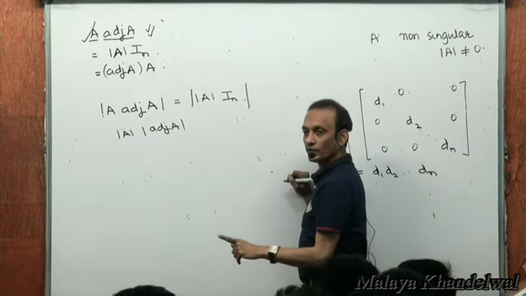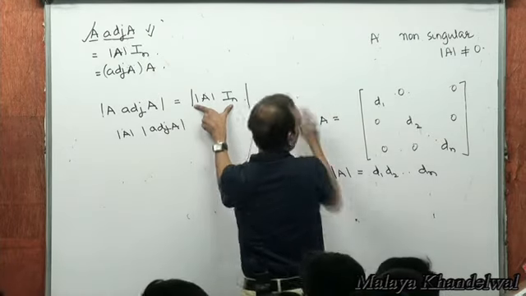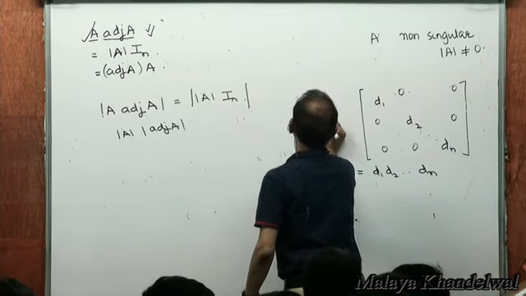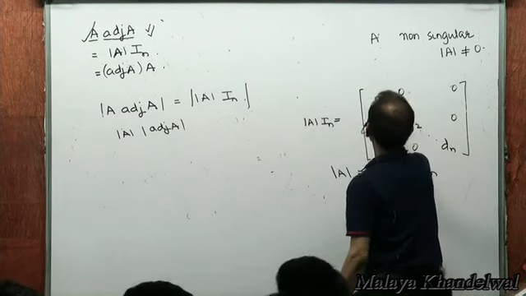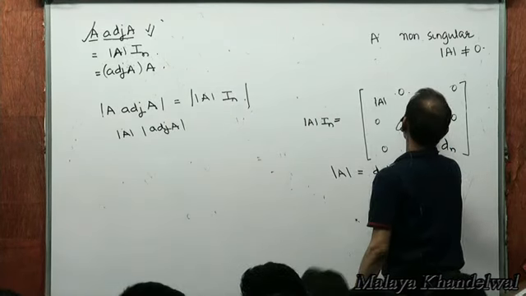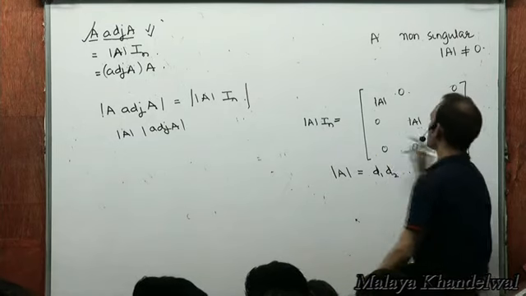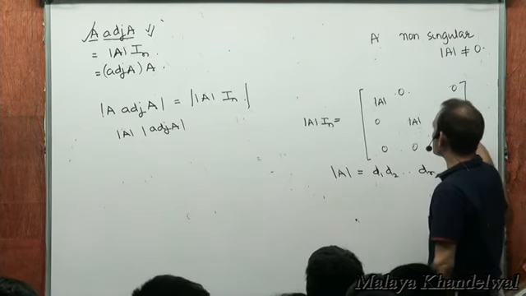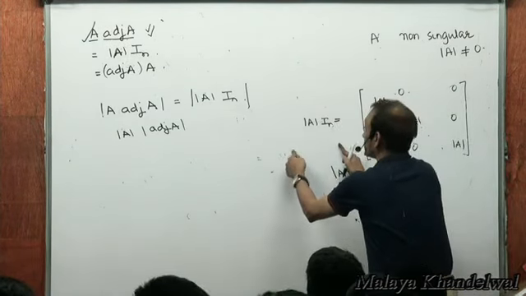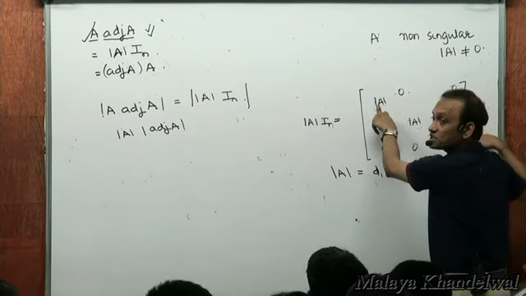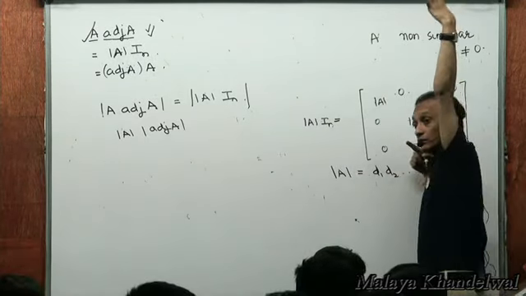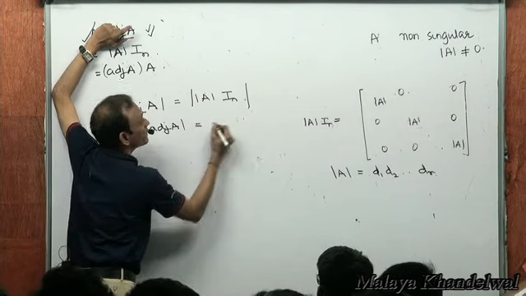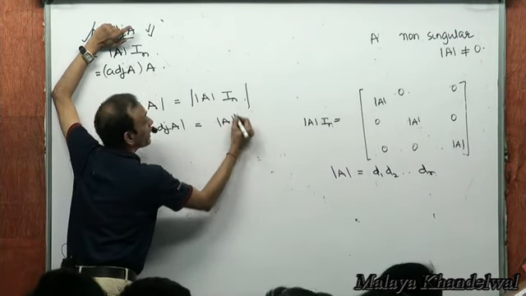I'll repeat. Determinant A times I_n would be like determinant A, determinant A, determinant A on the diagonal. Right? What will be the value of the determinant of this? This, which is determinant A to power n? Yes or no? So, determinant of this matrix would be determinant A to power n.